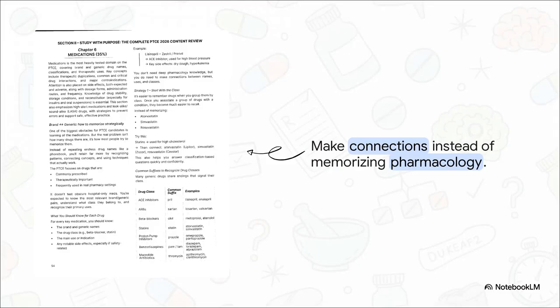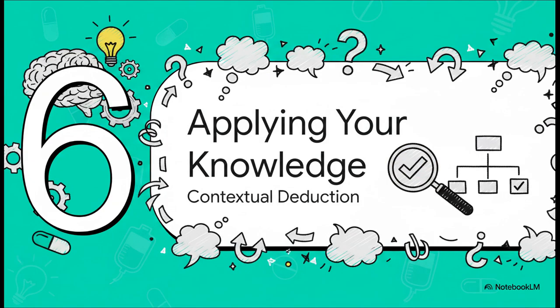The true beauty of this framework is that you literally don't need deep doctoral-level pharmacology knowledge. The source material emphasizes that you just need the ability to make connections between names, uses, and classes. That's what pharmacy logic is all about. Once you know a beta blocker reduces heart rate, you can confidently eliminate any multiple-choice answer that suggests it treats, say, a bacterial infection.